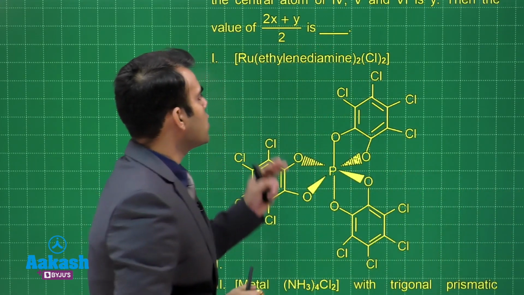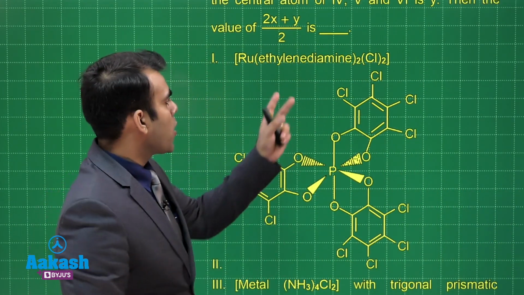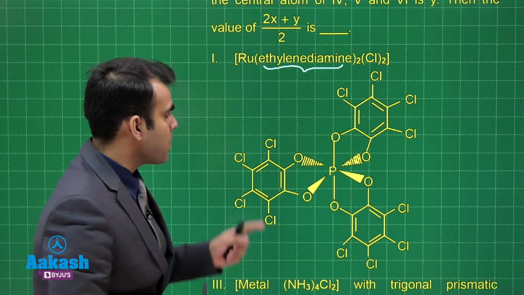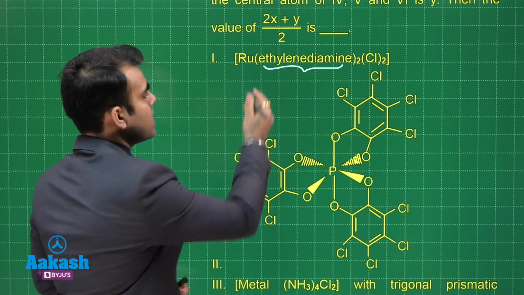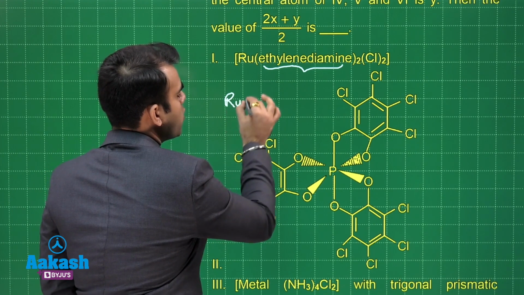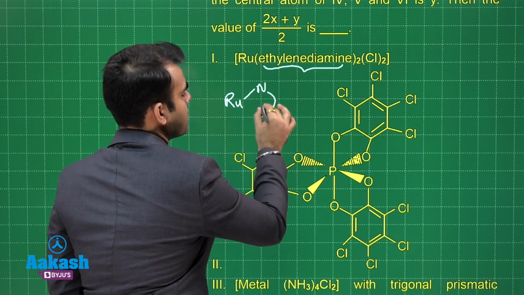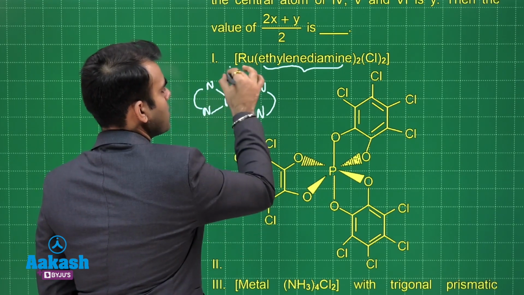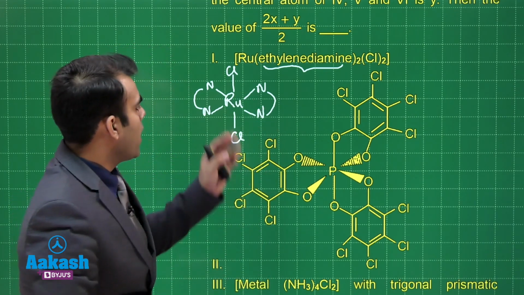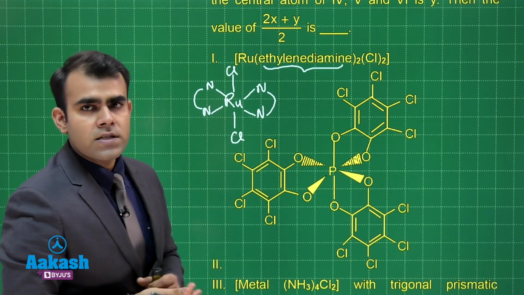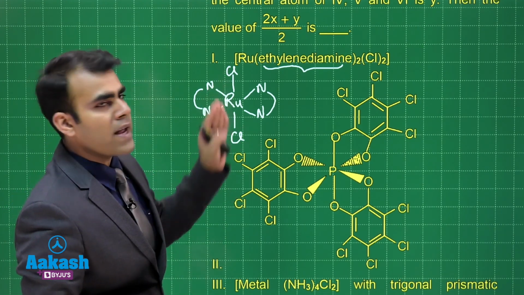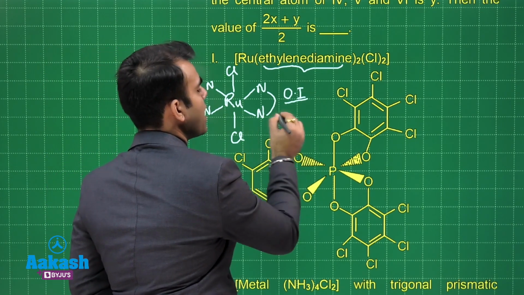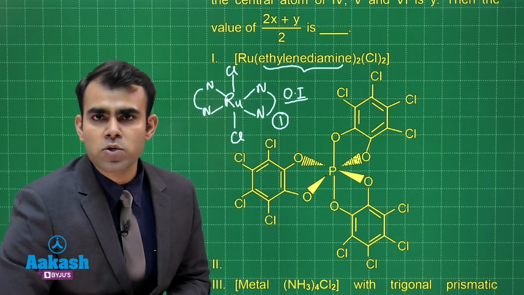So first compound is Ru(en)2Cl2. Now here we know that ethylene diamine is a bidentate ligand. If it is a bidentate ligand, it means here I have two possibilities. Either this compound, that is Ru(en)2Cl2, is trans, the Cl-Cl is present in trans form, or the Cl-Cl is present in cis form. Now if it is trans, we have a plane of symmetry and the compound becomes optically inactive. So from here we will get only a single isomer.